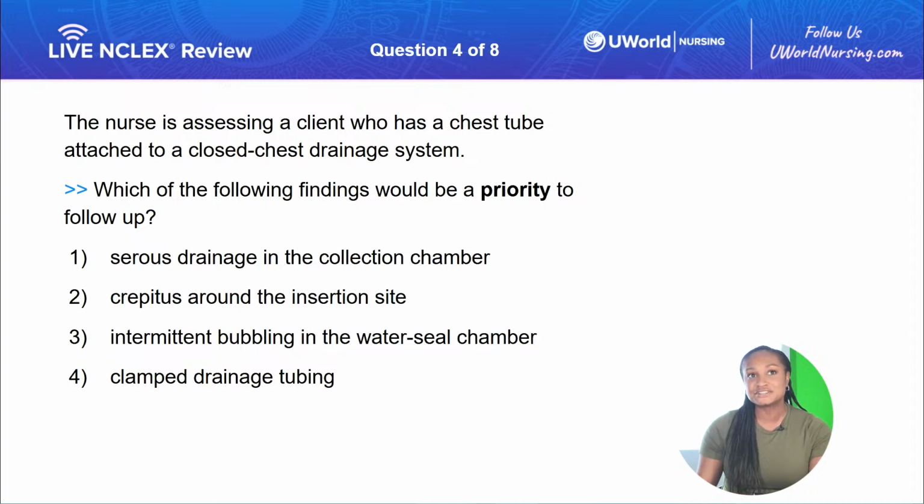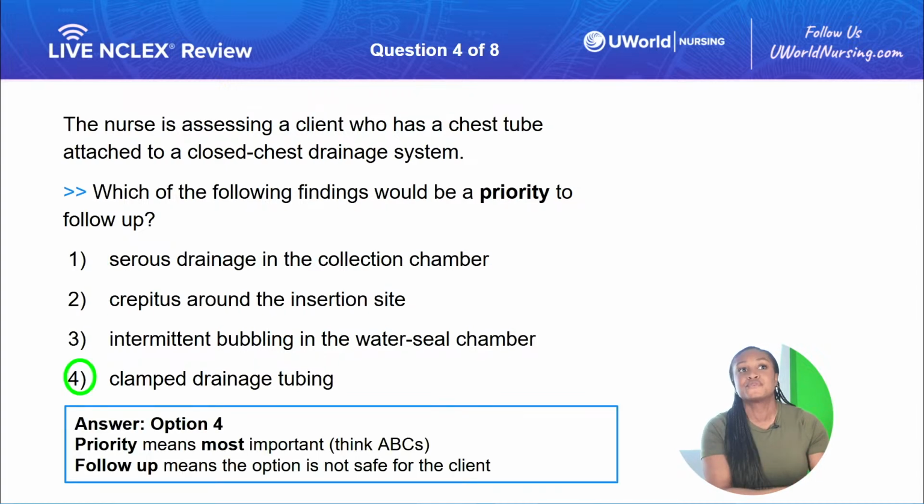So the correct answer for this one is option 4, clamp drainage tubing. We are looking for a priority. So if we're assessing one of these clients and each client had one of these symptoms, which one would need life-saving measures, which would be option 4. If we have a clamped closed chest drainage system, that means that drainage system isn't even doing its proper duty and what it's there for.